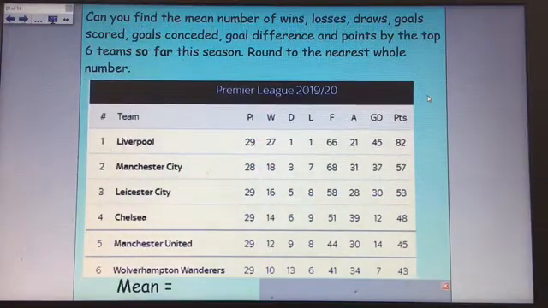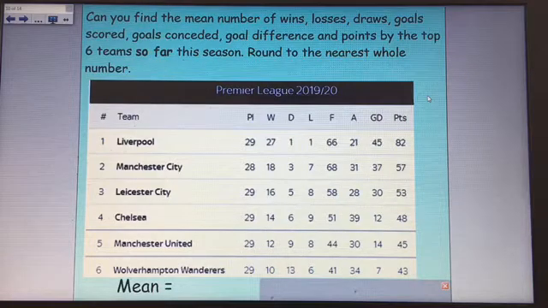Okay, so we're still not quite onto the actual main bit yet, but I want a bit of practice finding the mean, because that's linked to the main part of our lesson, which is combining that with ratio. So, can you find the mean number of wins, losses, draws, goals scored, goals conceded, goal difference, and points by the top 6 teams so far this season? Round to the nearest whole number. So press pause to crack it on your own. If not, I'm going to go through it.